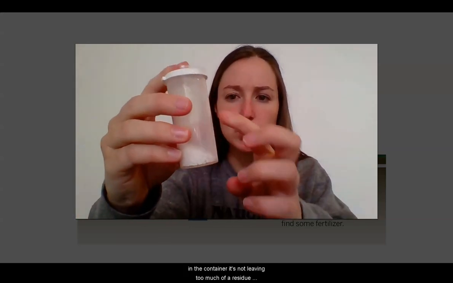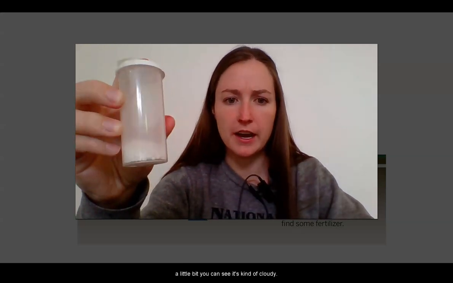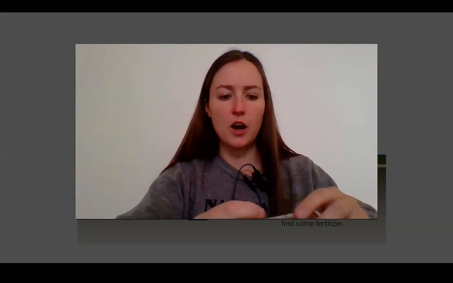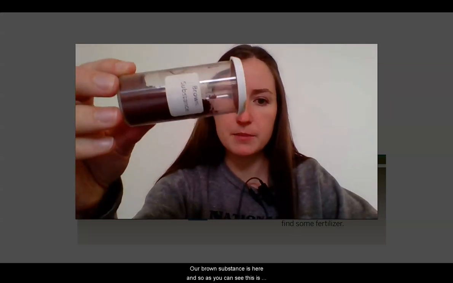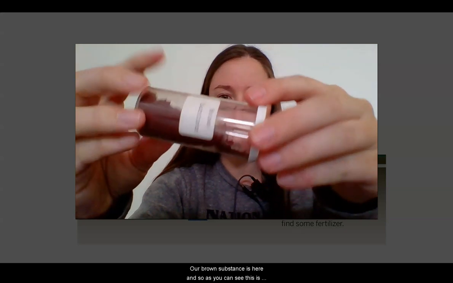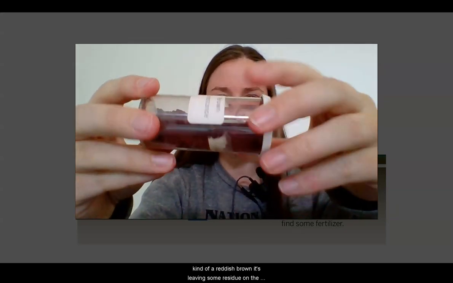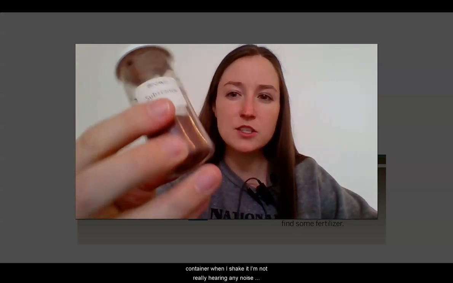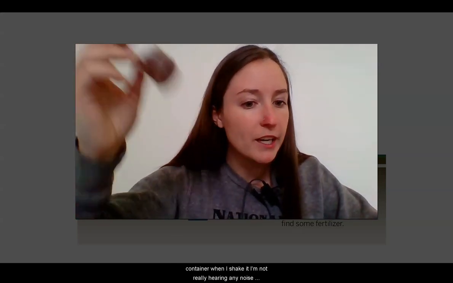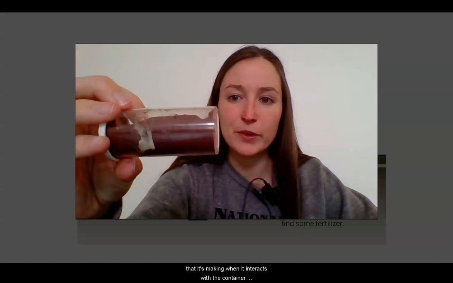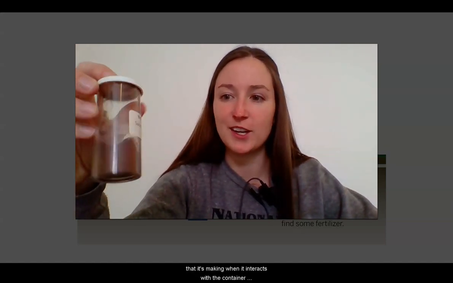It's not leaving too much of a residue. A little bit, you can see it's been kind of cloudy. Our brown substance is here. And so as you can see, this is kind of a reddish brown. It's leaving some residue on the container. When I shake it, I'm not really hearing any noise that it's making when it interacts with the container.